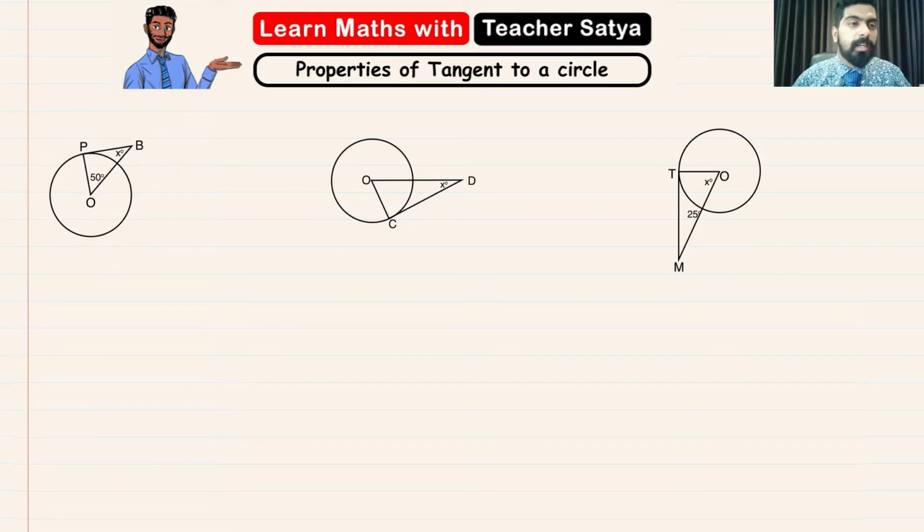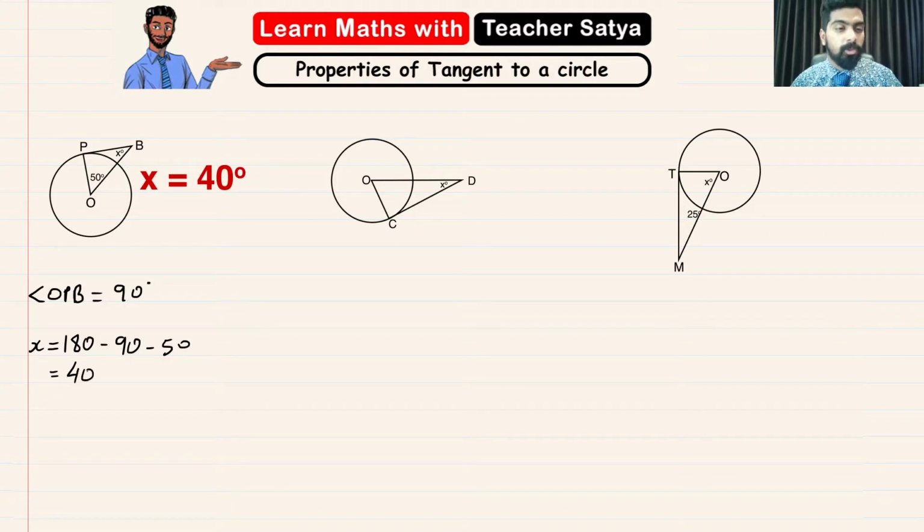In question number 1, we know that PB is the tangent and PO is the radius. Therefore our angle OPB will be equal to 90 degrees. Now in order for us to find the value of x, it's pretty easy. All we have to do is take 180 and subtract the angles that we know from the triangle. In this case we have 180 minus 90 minus 50, and this is what we call the sum of the angles in a triangle theorem. Therefore the value of x will be equal to 40 degrees.